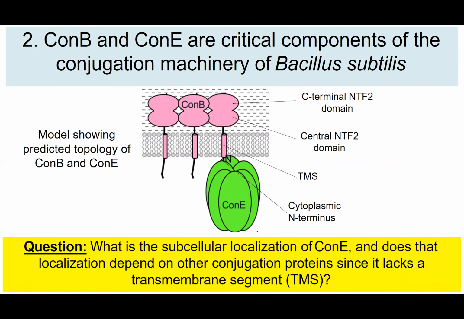There are many proteins that are involved in the conjugation machinery of Bacillus. Our study mainly focuses on two of them, ConB and ConE. In panel 2, we show you the model of predicted topology of ConB and ConE. ConB consists of 4 major domains which are located throughout the cell, whereas ConE is only cytoplasmic. So we are curious to know the subcellular localization of ConE and whether the localization depends on other proteins since it lacks a transmembrane segment.